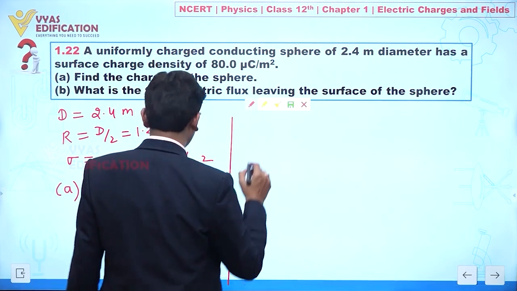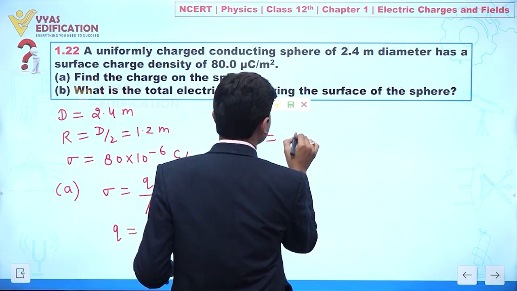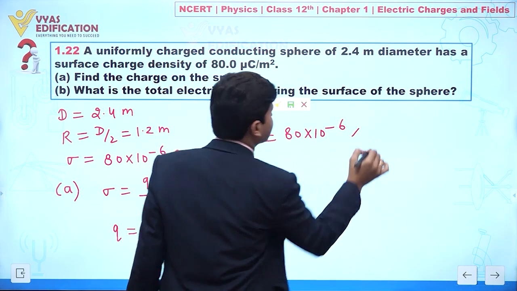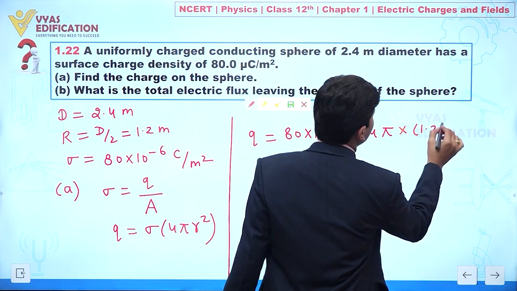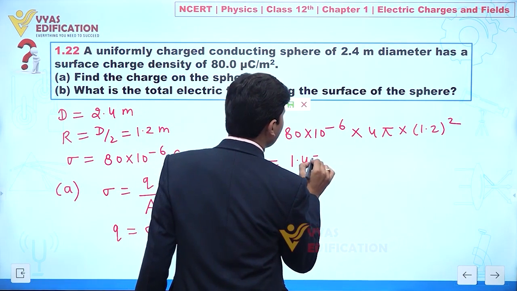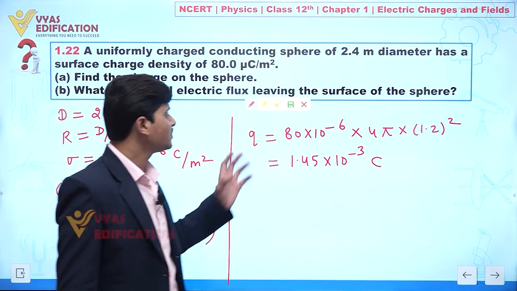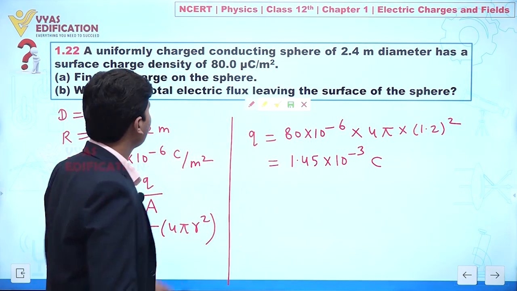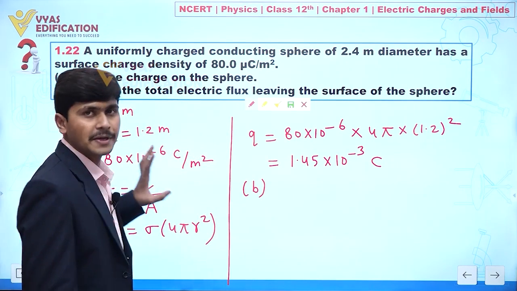Now if we put in all the values, Q is equal to sigma, which is 80 into 10 to the power minus 6, multiplied with 4 pi and 1.2 whole square. So dear student, if you solve it, you will find 1.45 into 10 to the power minus 3 coulomb. This is the value of charge present on the surface of the sphere. Now we are going to solve option B.